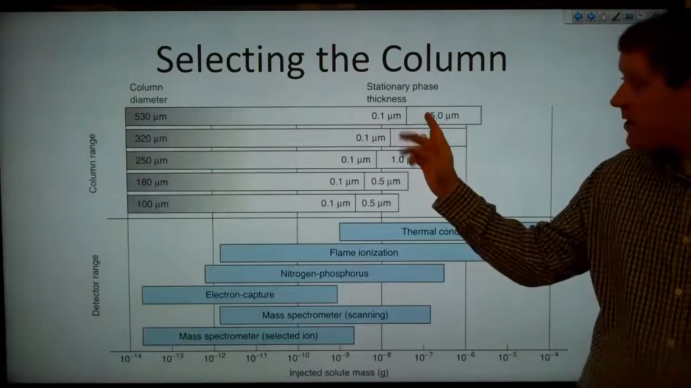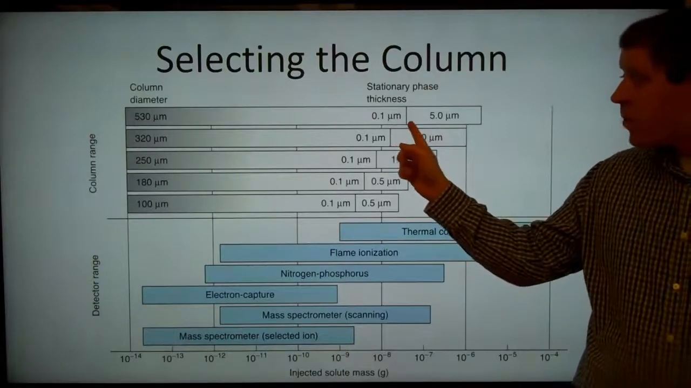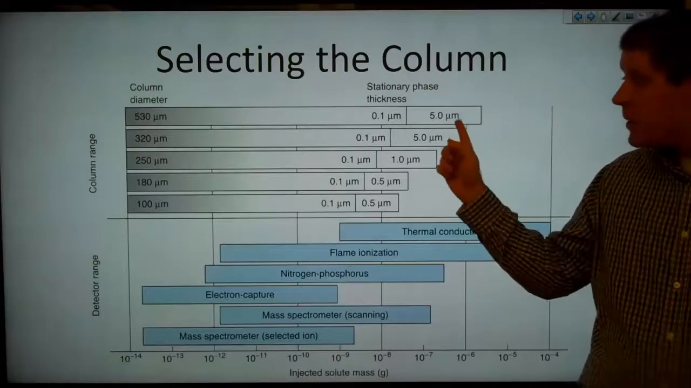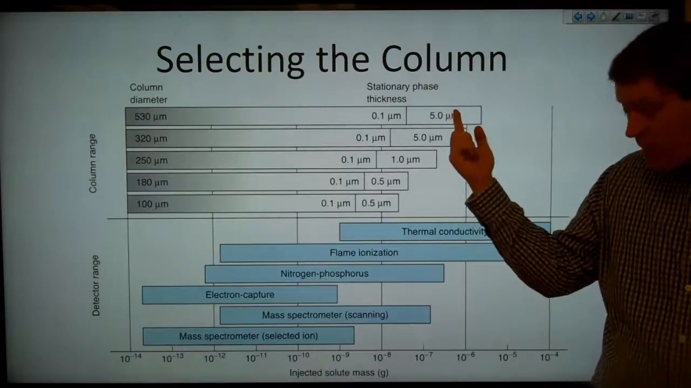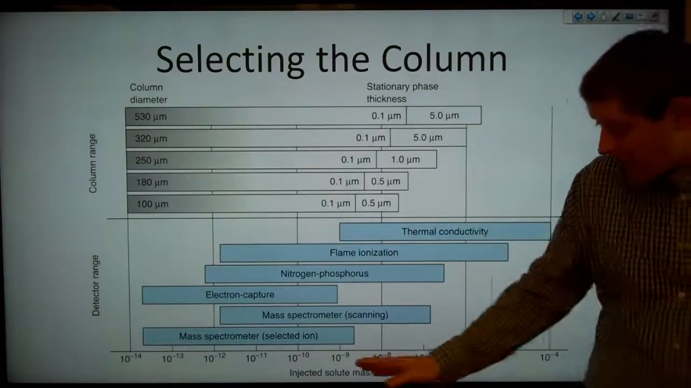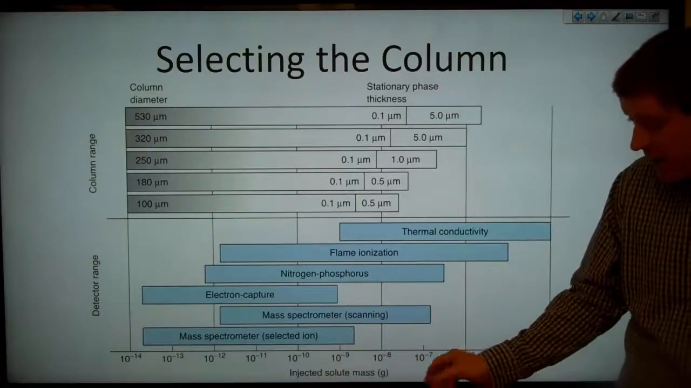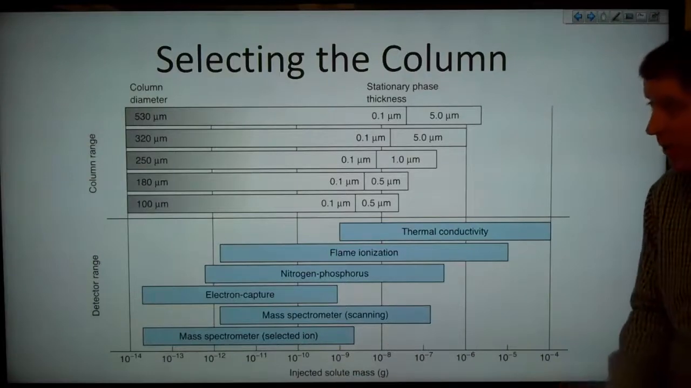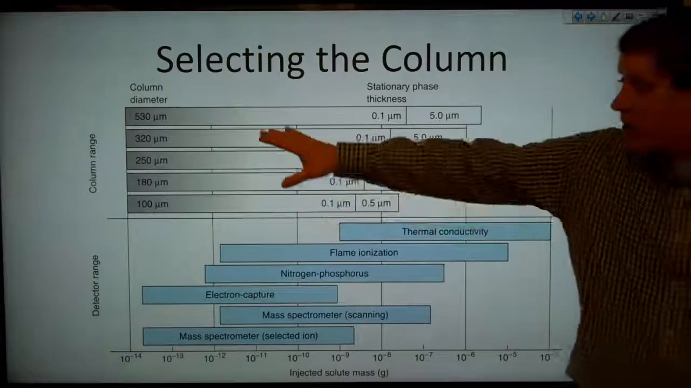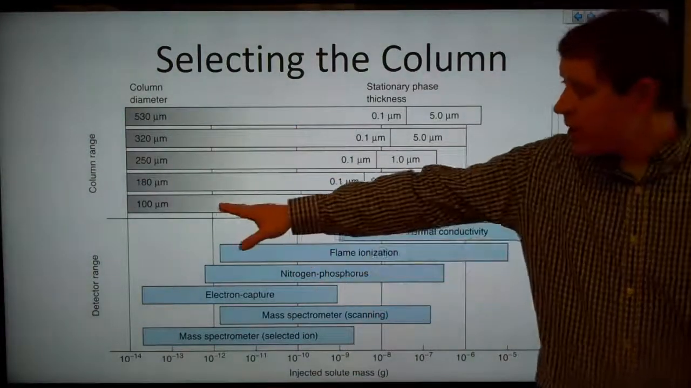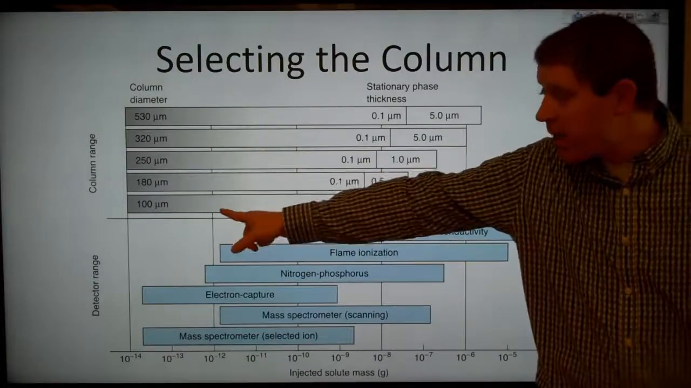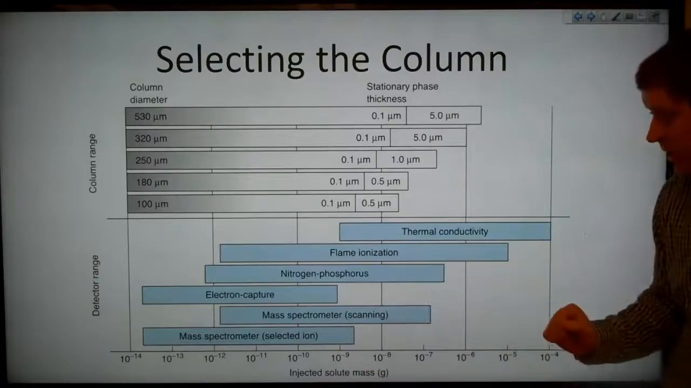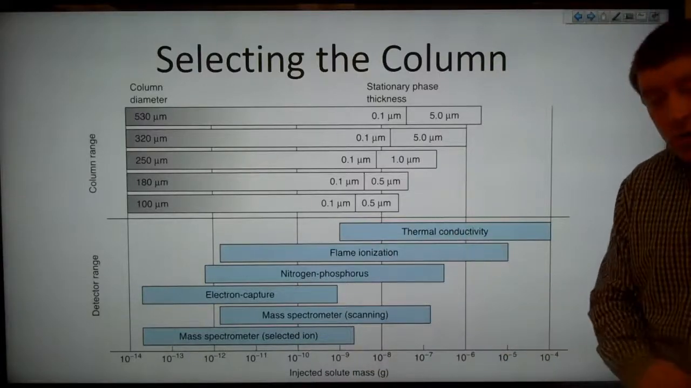Figure 23-28 shows the approximate upper and lower analyte mass limits for different columns and detectors. So we have a stationary phase thickness here ranging from 0.1 microns to 5.0 microns. And if you have some thickness in between there, then the value will be in between that. So down here we've got the injected solute mass, and note that this is a logarithmic scale here. And we have some various column parameters. The column diameter here ranging from 100 microns up to 530 microns. And we have some various detectors down here and the ranges at which those are useful at.